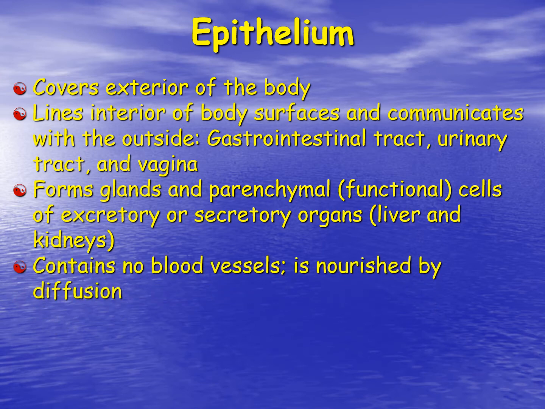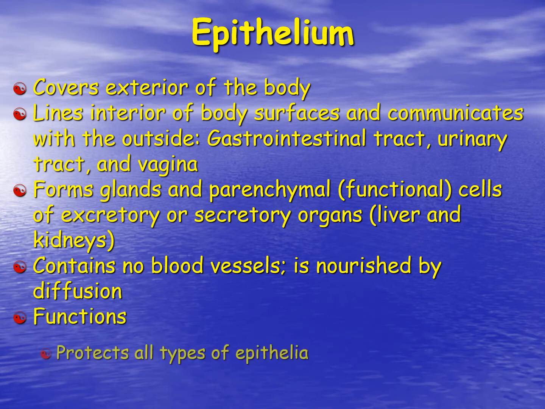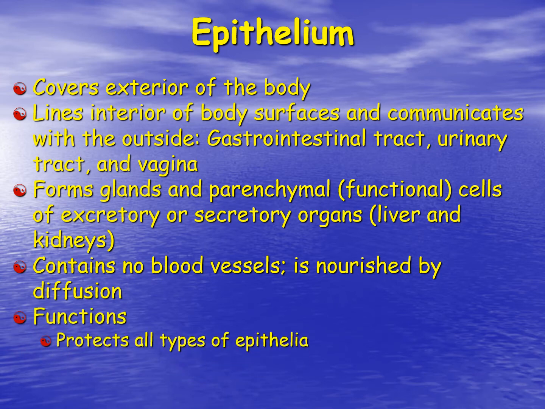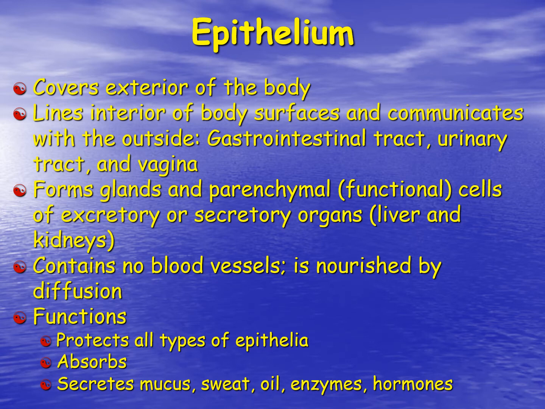Epithelium contains no blood vessels. There is only one exception to this rule, and that is the endothelial lining of the uterus. Epithelium is actually nourished by diffusion from the underlying connective tissues. Functions, protection. That's the big one. It also is involved, though, in absorption and secretion from those different glands.